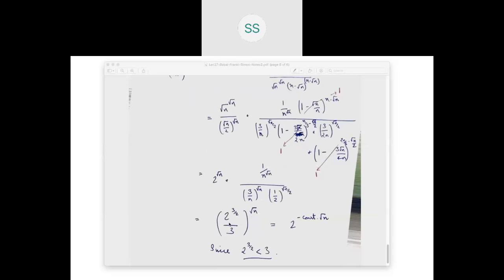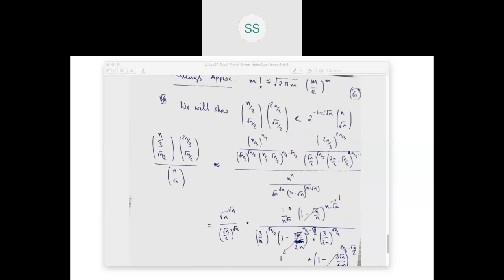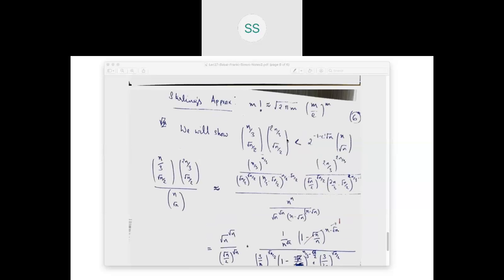And here, if you notice, 2 power 3 by 2 is strictly less than 3. It's easy to see. 2 power 3 is 8. The square root of 8 is less than 3. Hence, this is some number less than 1, whole power n. So you could write it as 2 power minus some constant, where the constant is greater than 0, times square root n. And this is what we wanted to show. We wanted to show this. Again, there's the minus 1 here, which is not so difficult to obtain. You can maybe reduce the constant a little bit and get minus 1.